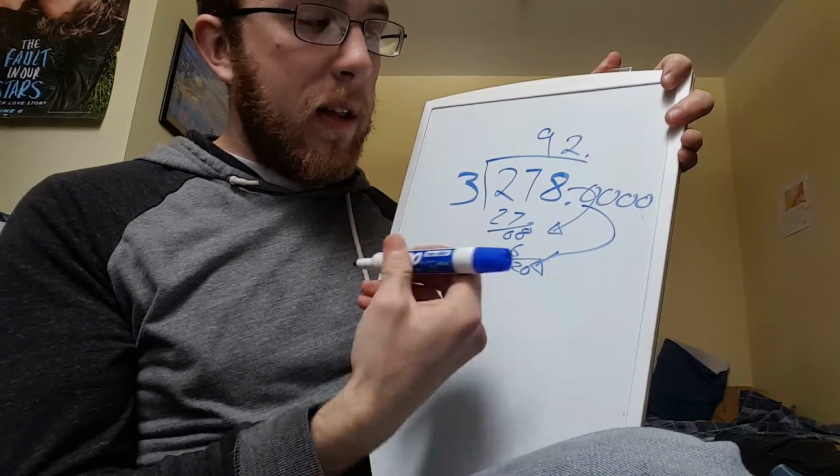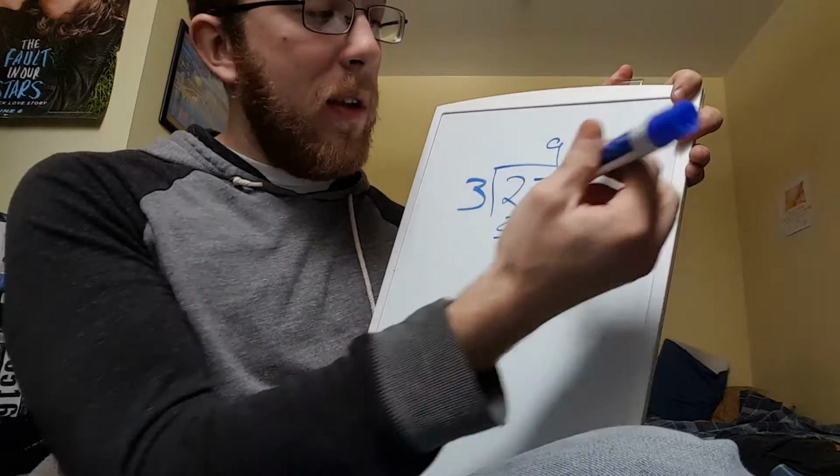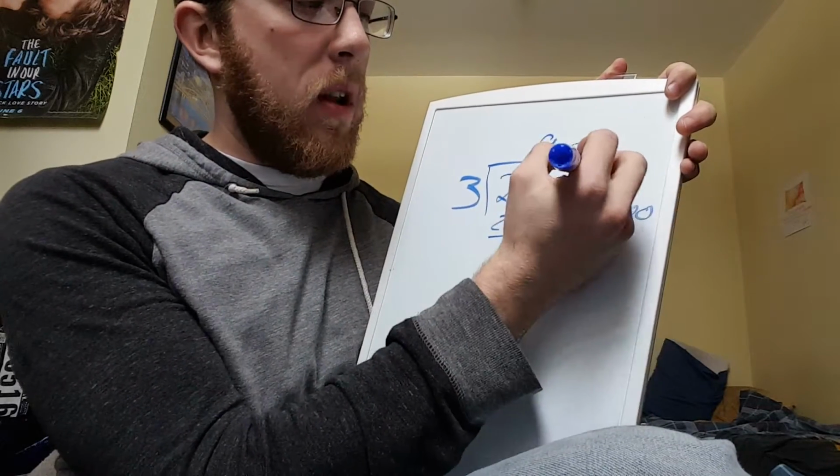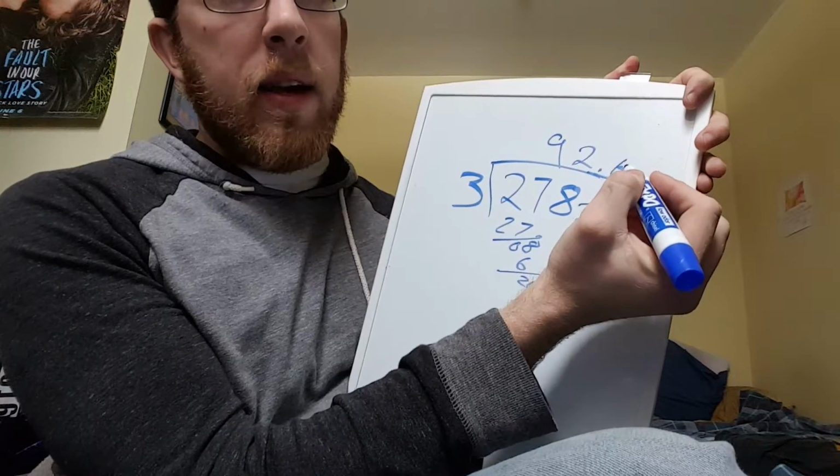Oh, but that makes a 20. 3 doesn't go evenly into 20. You can get a 6 with an 18, and you put that 6 on the side of the decimal point now.